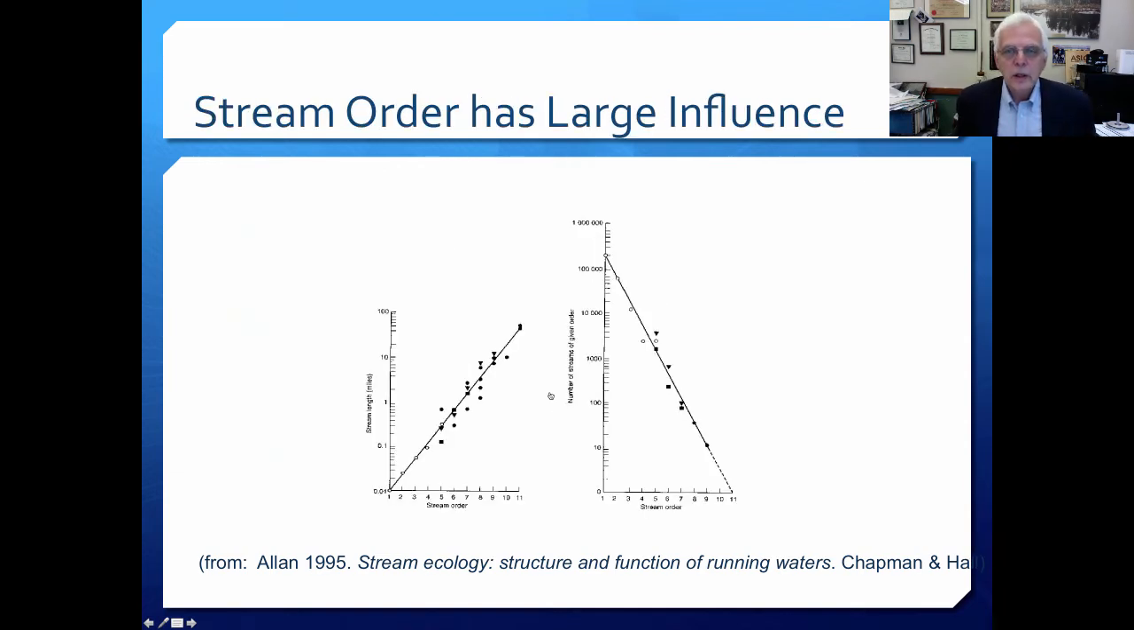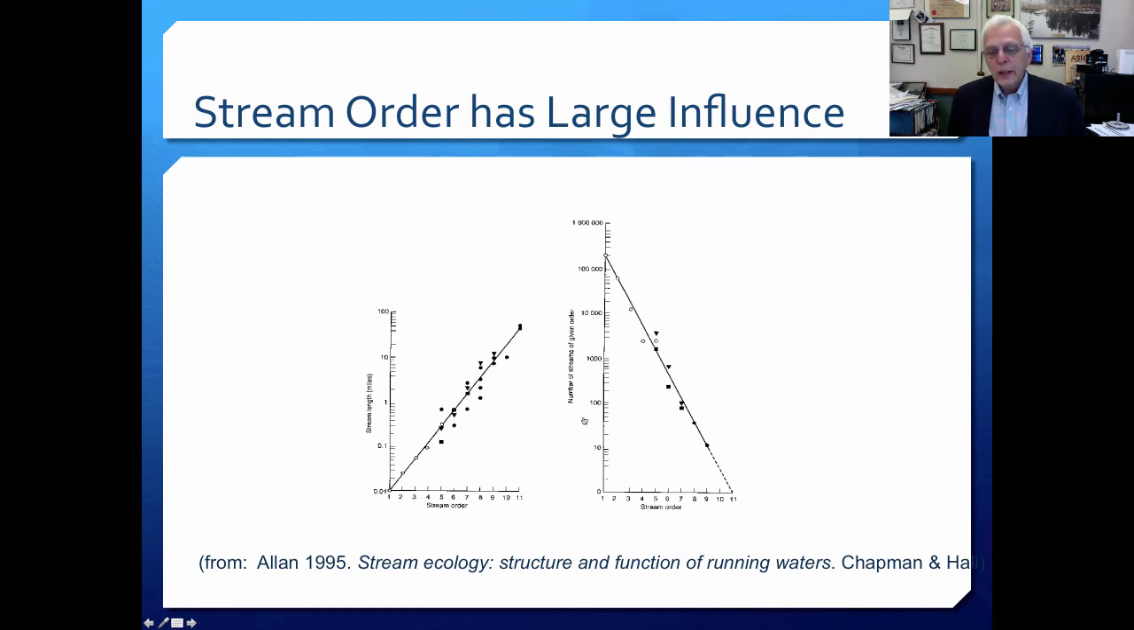Stream order has a really large influence on how streams work, and these are a couple of graphs from John David Allen's book on stream ecology. Here you see on the x-axis the stream order. These are the little things down here. These are the bigger streams, and these are taken from North America. And here we have the stream length. So, not surprisingly, little streams are shorter, and larger, higher order streams tend to be longer.